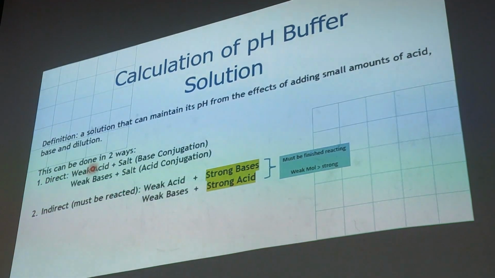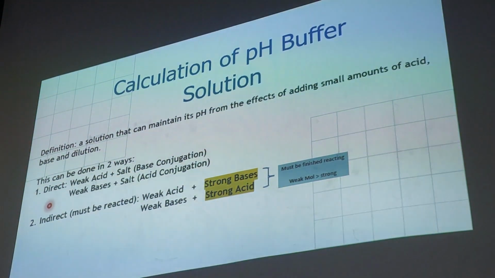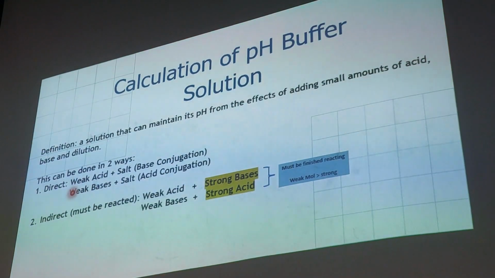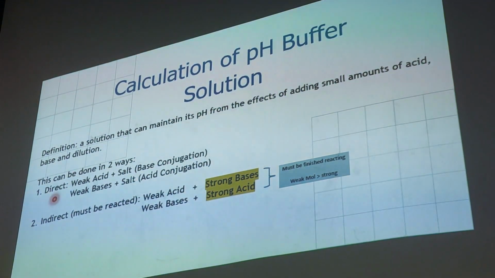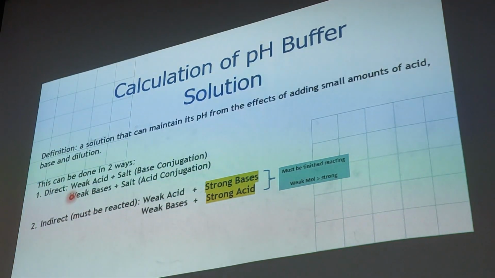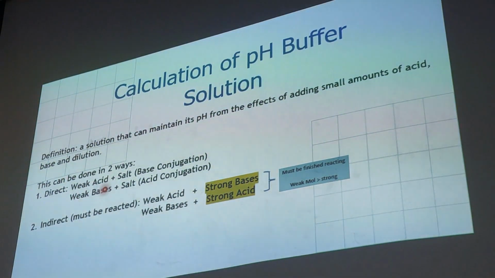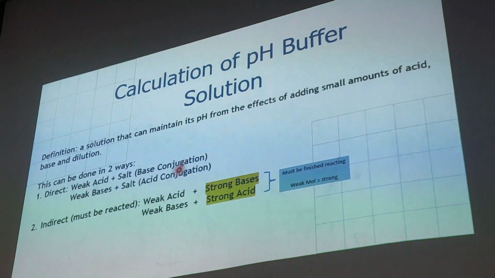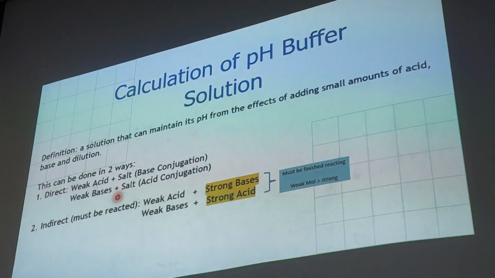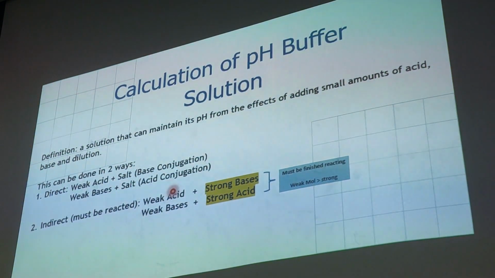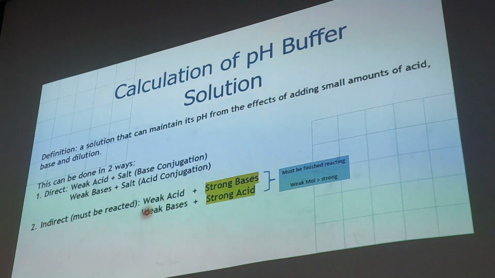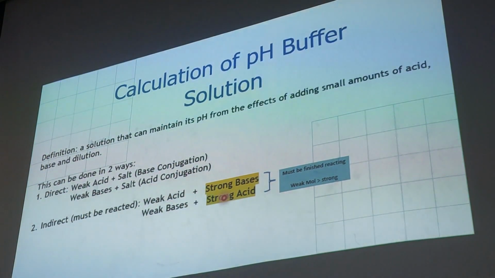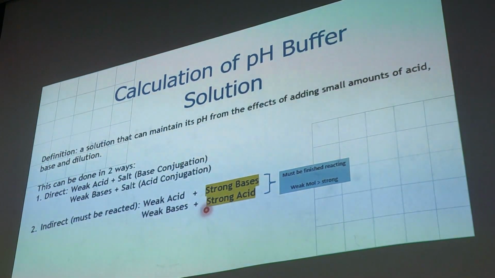Okay, this can be done in two ways. The first is the direct way. The requirement is a weak acid when we want to make it direct. It contains a weak acid and its conjugate base salt, or a weak base and its conjugate acid salt. And the indirect way must be reacted first, with weak acid plus strong base, and weak base plus strong acid.